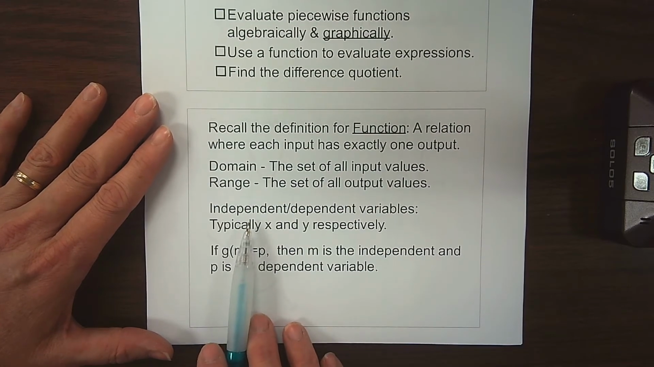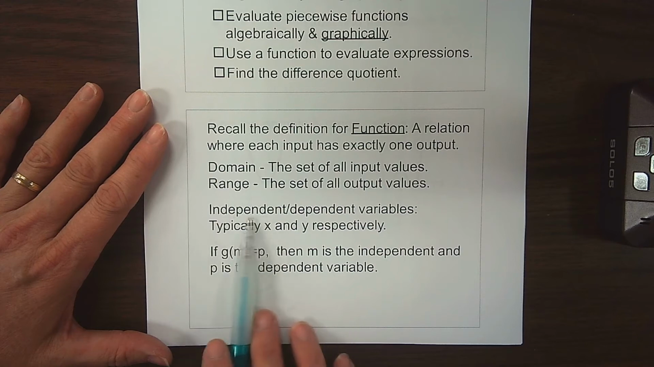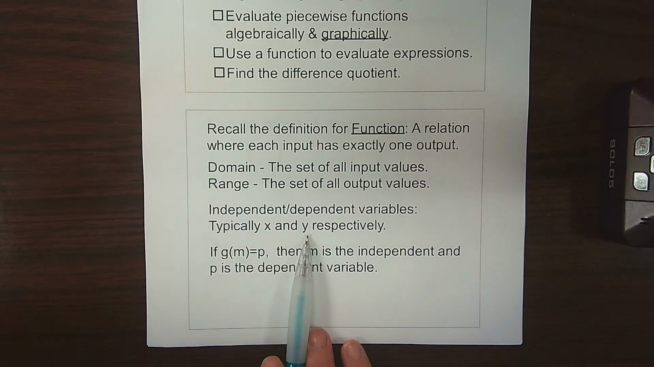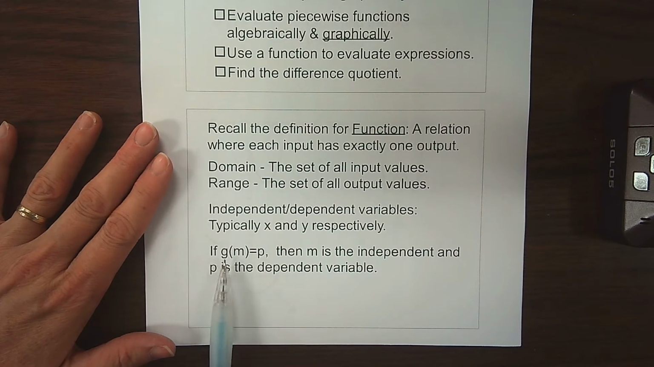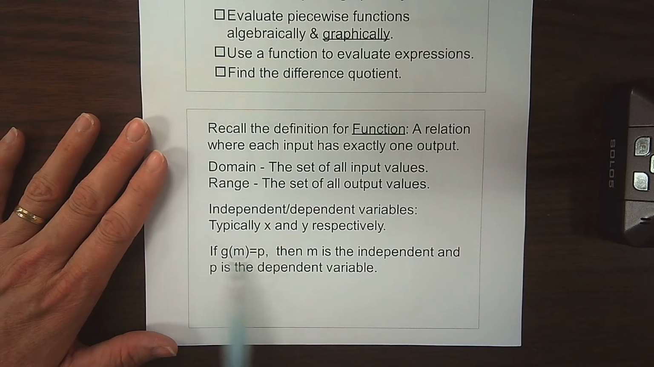I want to make sure that you understand that when we're talking about an input variable and an output variable, the terminology that we would typically use would be the independent variable for the x, or whatever variable we're using as the input, and the dependent variable would be the y. I've rewritten a statement here. Consider G of M equals P. The reason I use different notation here is I want you to think about the input and output variables, or the independent and dependent variables. In this particular case, M would be our input, so our independent variable. And what we get out here, P, would be the dependent variable.